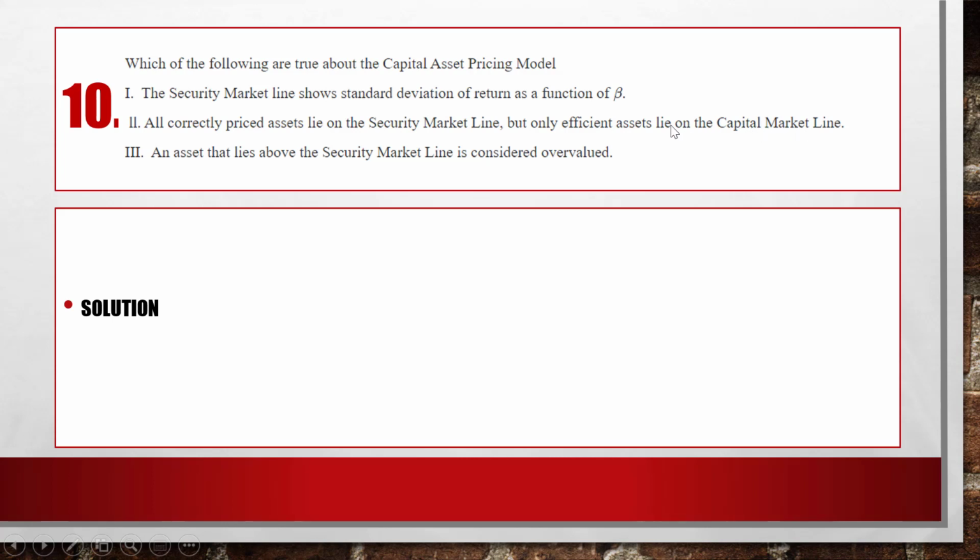This is true, right, at the properties of the security market line. So 2 is true. Now look at the last one. An asset that lies above the security market line is considered overvalued. This is false. An asset that lies above the security market line should be considered undervalued, and below is overvalued. So this is kind of the opposite. Alright, so we get 1 is false, 2 is true, and 3 is false. So only 2 is true.